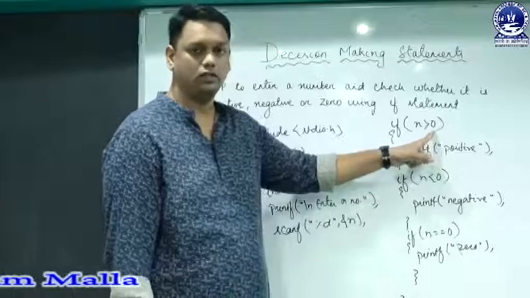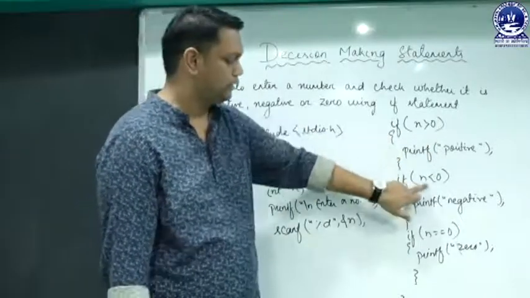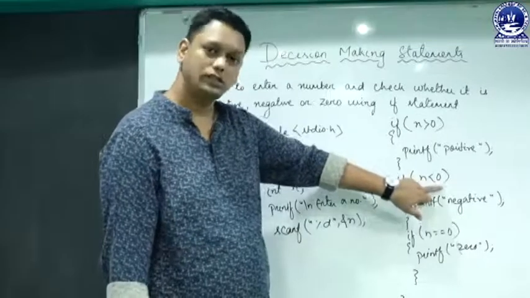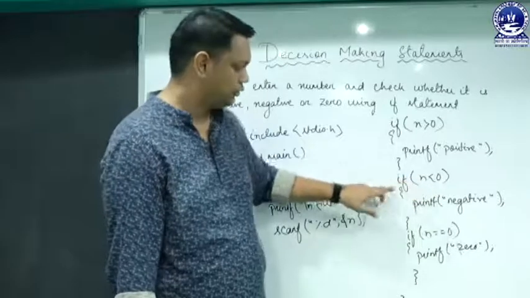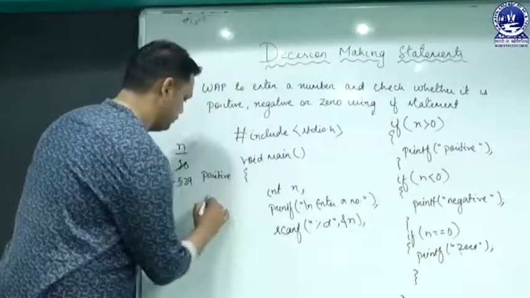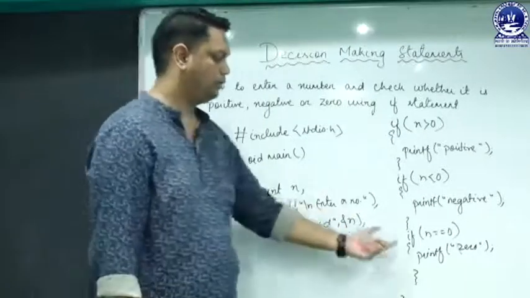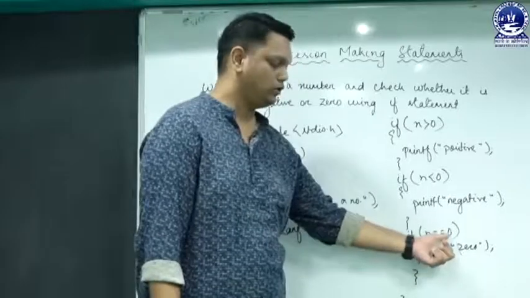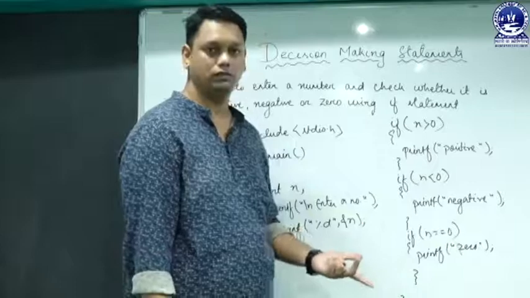Minus 539 is not greater than 0, so it will not enter the if block. Here it will check if minus 539 is less than 0. Yes, the condition is true because minus 539 is less than 0. So it will enter the block of this if statement and print negative. Then again it will check whether minus 539 is equal to 0. No, it is not equal to 0, so it will skip this if also.